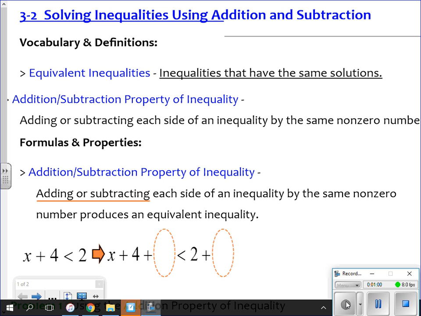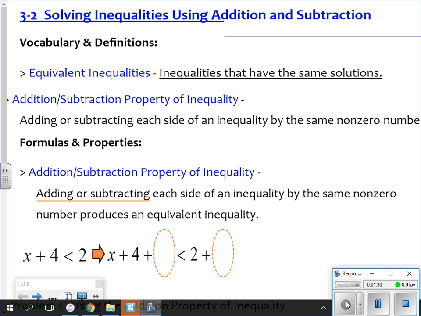produces an equivalent inequality. Basically, the rules for solving an inequality are the same rules for solving an equation. If you have x plus 3 equals 5, what do you do? You subtract 3 from both sides. If you have x plus 3 is greater than 5, what do you do? You subtract 3 from both sides. The process is exactly the same.